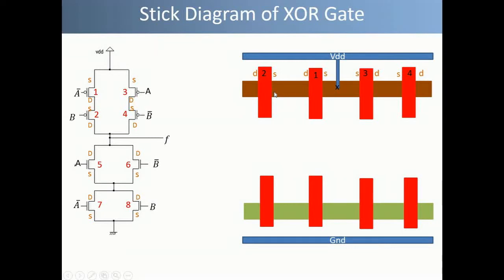And from the schematic we can see that the drain terminal of transistor 7 is connected to the source terminal of transistor 5 as well as to the source terminal of transistor 6. So here in the stick diagram we have already connected it to the source terminal of transistor 5 by extending the N plus diffusion region, and now to connect it to the source terminal of transistor 6 we use the same contact and place a metal wire like this.